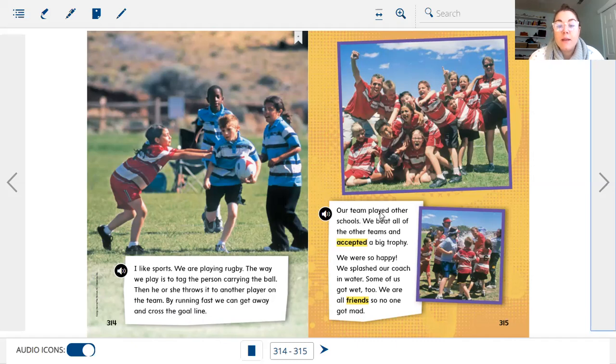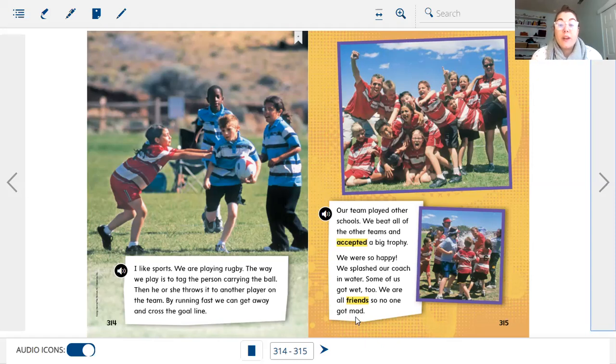Our team played other schools. We beat all of the other teams and accepted a big trophy. We were so happy. We splashed our coach in water. Some of us got wet too. We are all friends, so no one got mad.